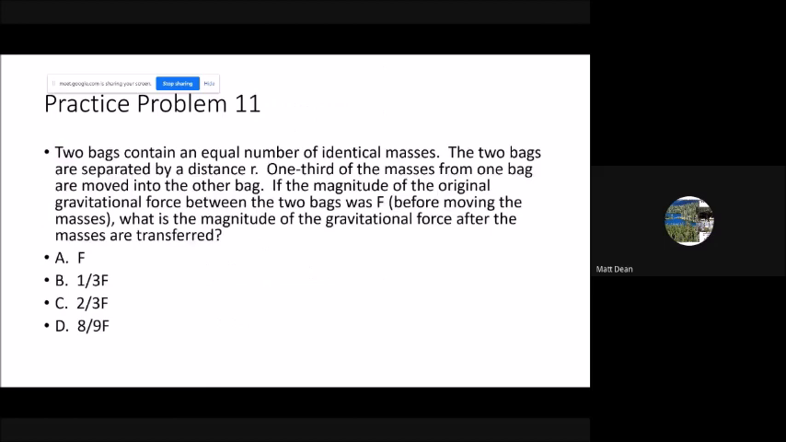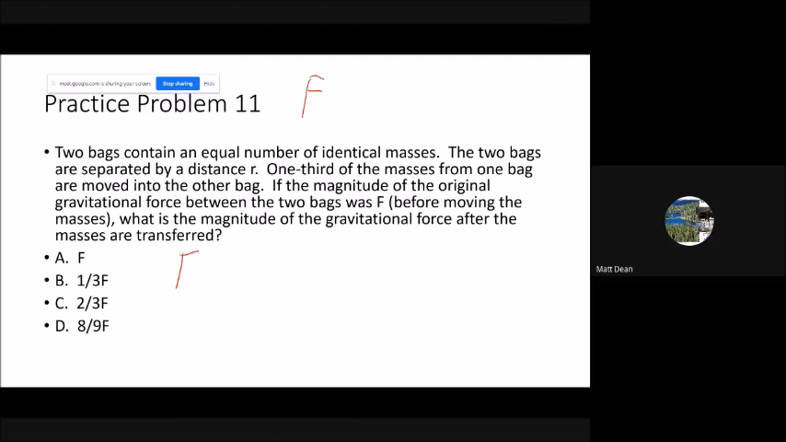All right, I'm going to work one more problem and then we'll do an FRQ and we'll call it a day. This one can be a bit confusing. So two bags contain an equal number of identical masses. The two bags are separated by a distance r. 1/3 of the masses from one bag are moved to the other bag. If the magnitude of the original gravitational force between the two bags was F, so that's how much force there was before they moved, what's the magnitude of the gravitational force after they were transferred?